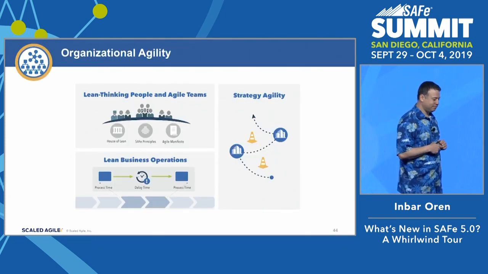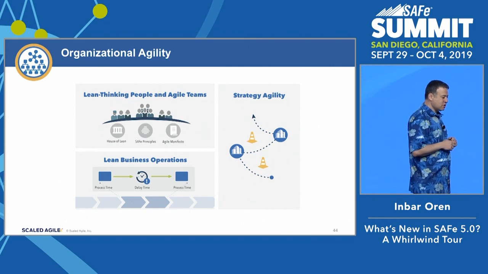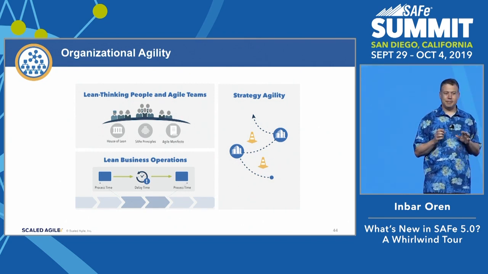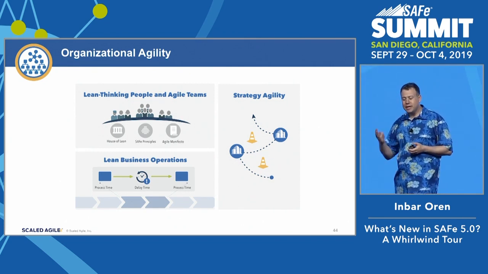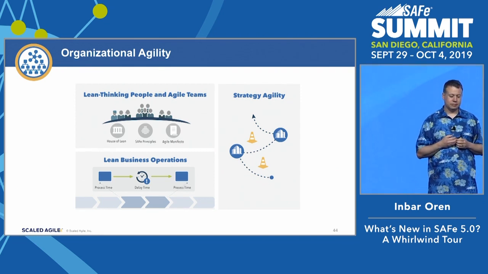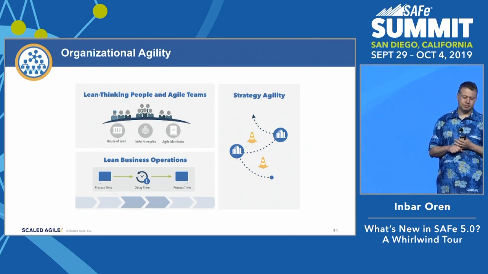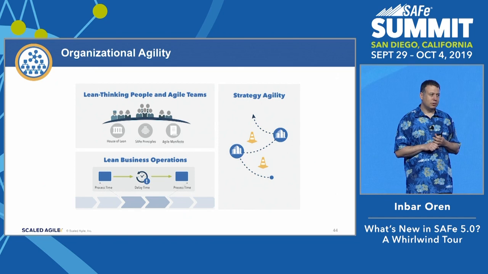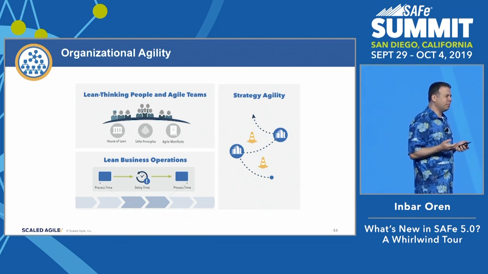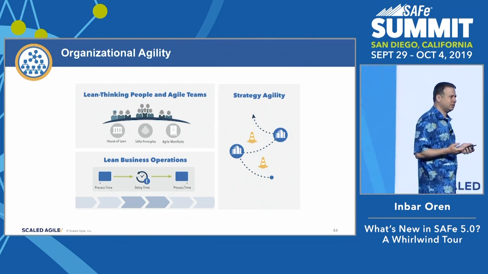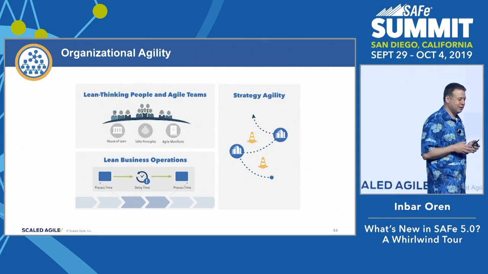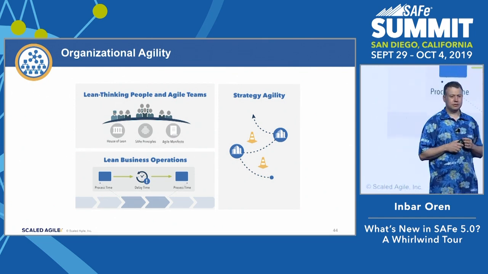Organizational agility. So Dean went deeper into this, and I'm not going to. But it has 3 dimensions to it. Lean thinking people and agile teams. What does that mean? Lean thinking people and agile teams. Seems like a very long sentence. But what's the meaning behind it?